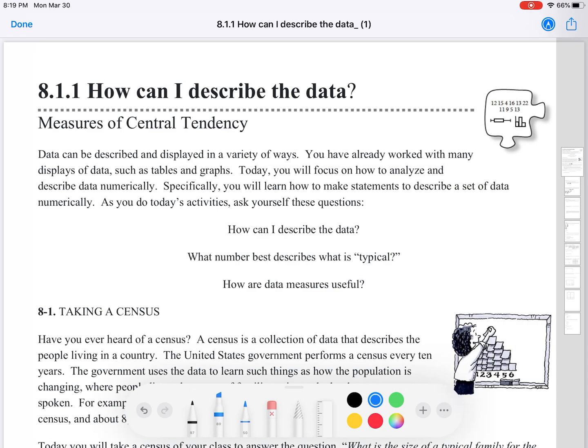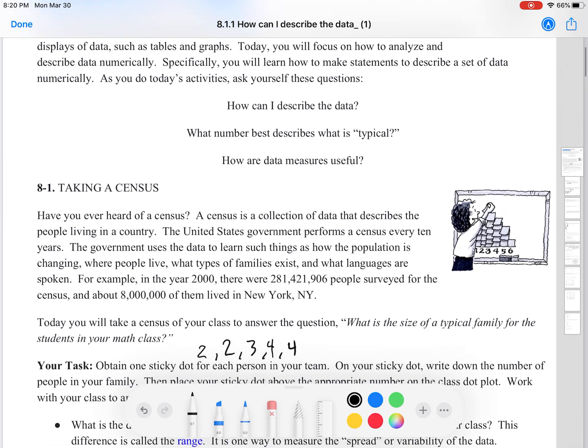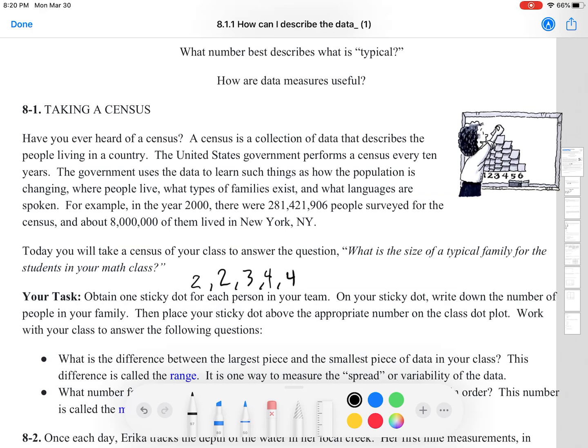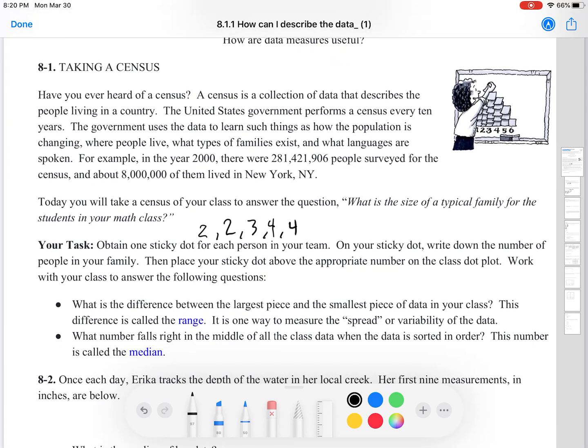Today, when we start this Chapter 8 stuff, we are going to be talking about measures of central tendency, and we'll learn about those measures as we go through. But this chapter is all about probability and statistics. I am disappointed that we aren't able to do some of this stuff in class, because these are good ones to have some group things, like in this first problem, 8-1, taking a census.